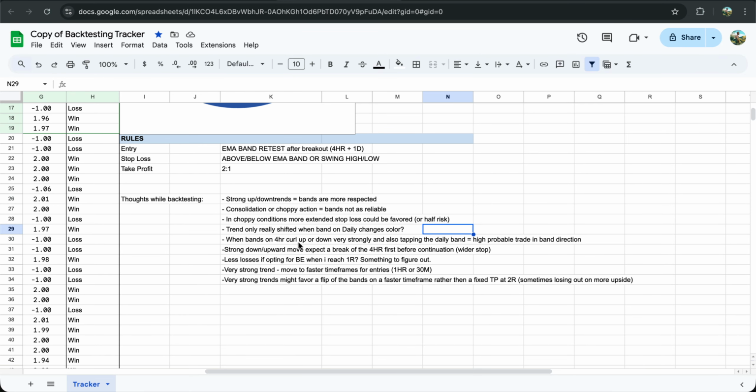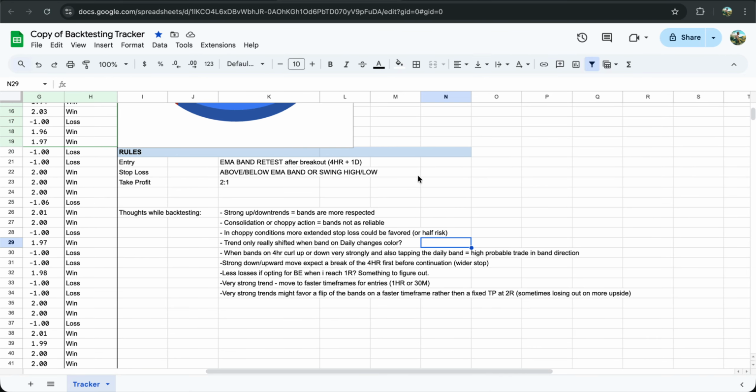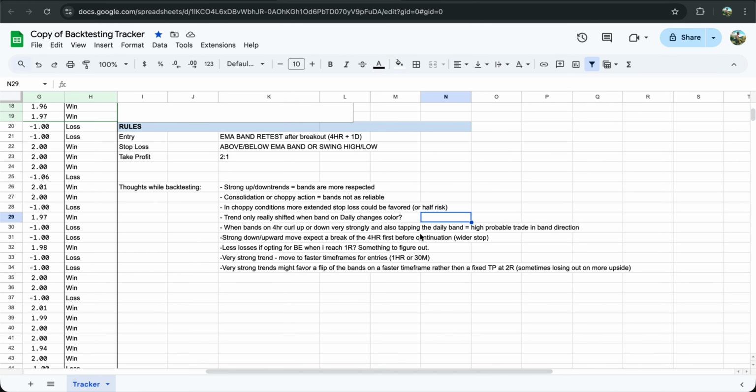Then when the bands on the 4 hour curl up or down very strongly and they are also tapping the daily band, you really have a high probability trade. This is something that I figured out. If it's very strongly rejecting on the 4 hour and that rejection comes from a daily tap or from the 12 or the 21, there is a very high chance that if you put your stop above the swing with a 2 to 1, it is a very probable trade to win. Strong down or up move, expect the break of the 4 hour.